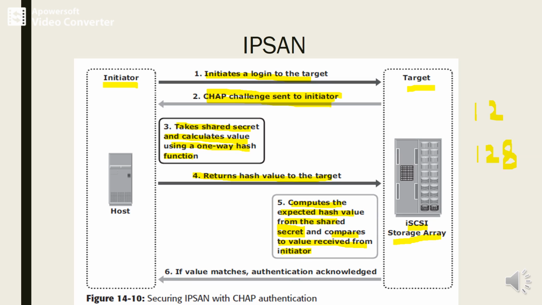Whenever the hash value sent from the initiator to the target matches the computed hash value, the authentication will take place. That means if the value matches, authentication will be acknowledged. So this is how, in the case of IP/SAN, we can establish authentication between the initiator and the target device.